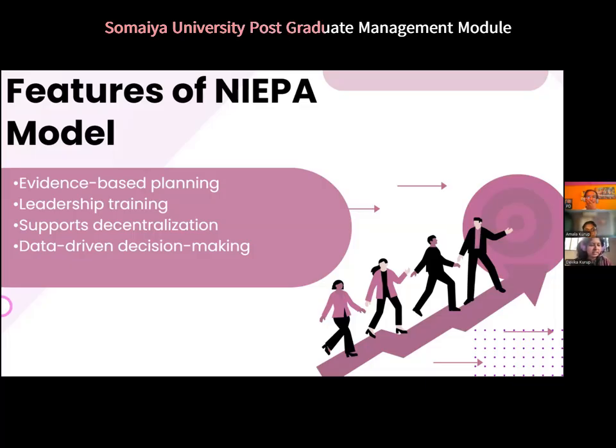Then data-driven decision making. Like I said, it looks into the database system and how they monitor enrollments. They have infrastructure checkups, quality assessments, etc. They've also developed UDISE Plus.